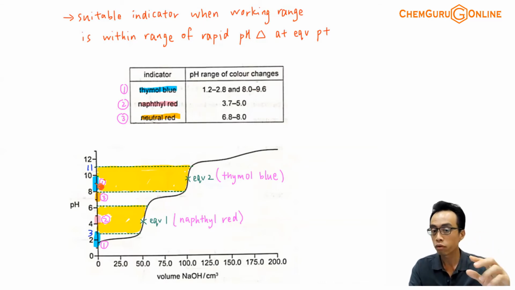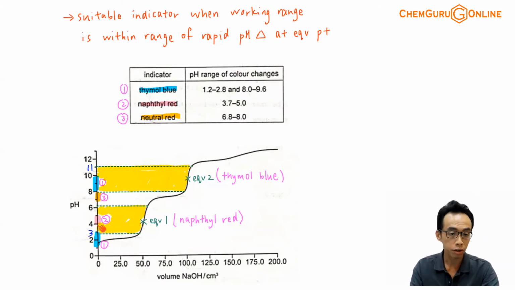So this is the working range of your thymol blue in another region, around 8 to 10. Now how about my naphthol red? Naphthol red, the working range is about 3.7 to 5. So 3.7 to 5 is somewhere here, around pH 4 to 5. We just need to have a rough gauge. We don't need to do this in detail, all right?